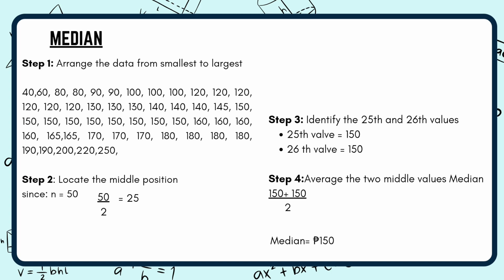Since there are 50 values, we divide 50 by 2. 50 divided by 2 is equal to 25. This means we need to identify the 25th and 26th values. The 25th value is 150. The 26th value is also 150. So, we add the two middle values. 150 plus 150 equals 300. Then divide by 2. 300 divided by 2 equals 150. Therefore, the median is 150 pesos.